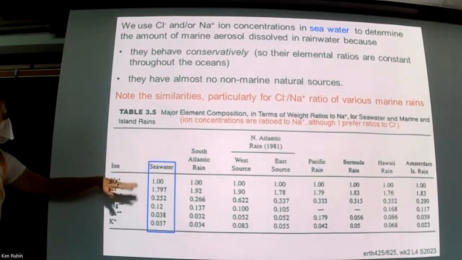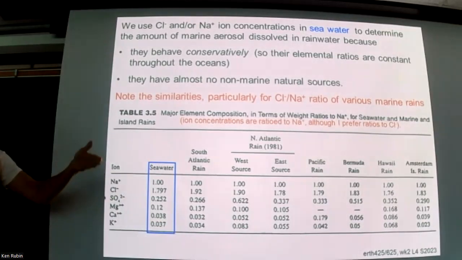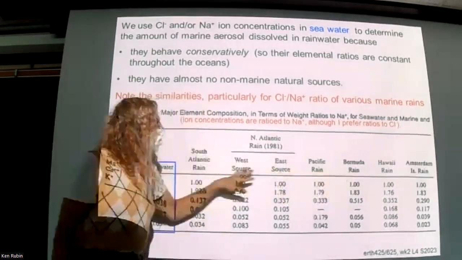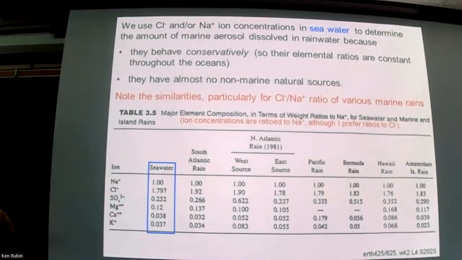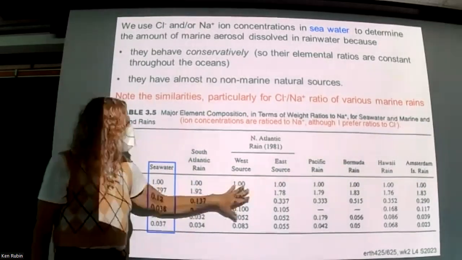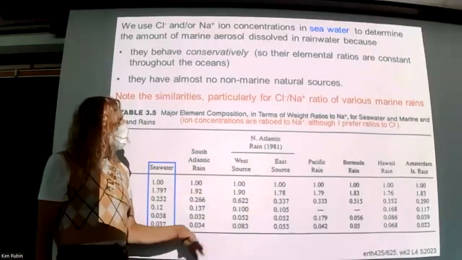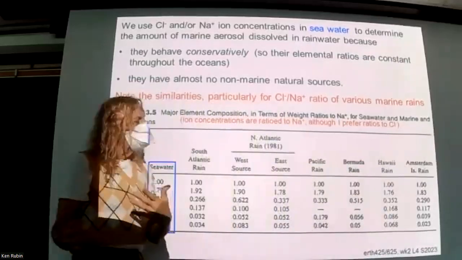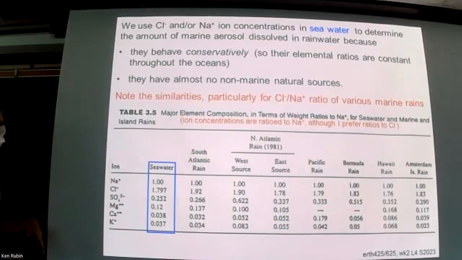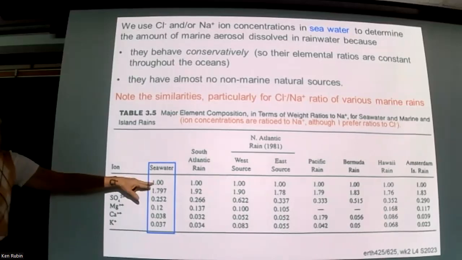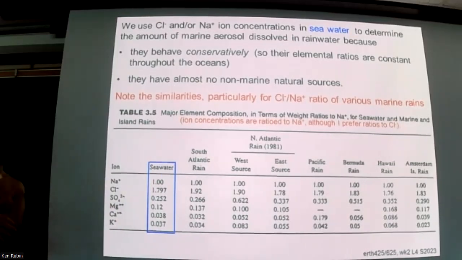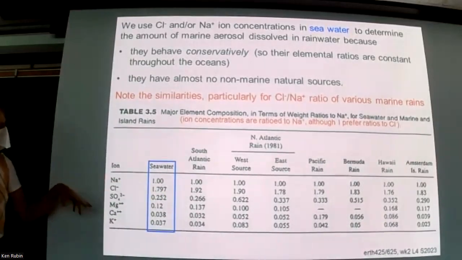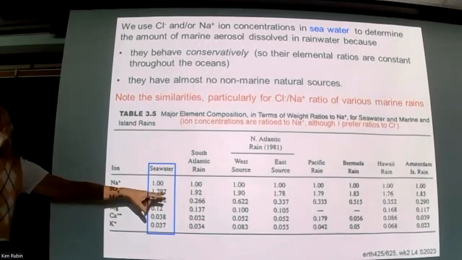Okay, so this is a table, and it's showing you the ratios of things to sodium in seawater and water from a bunch of different places. All of these are marine settings, right? The South Atlantic Ocean, the North Atlantic in the west and the east, over the Pacific Ocean, over Bermuda, Hawaii, Amsterdam, which is an island in the Indian Ocean. And these are ratios to sodium. That's why sodium shows up as one, right? So it'll tell you, oh, the chloride to sodium ratio in rain is 1.797. The ratio of sulfate to sodium is 0.252, etc.